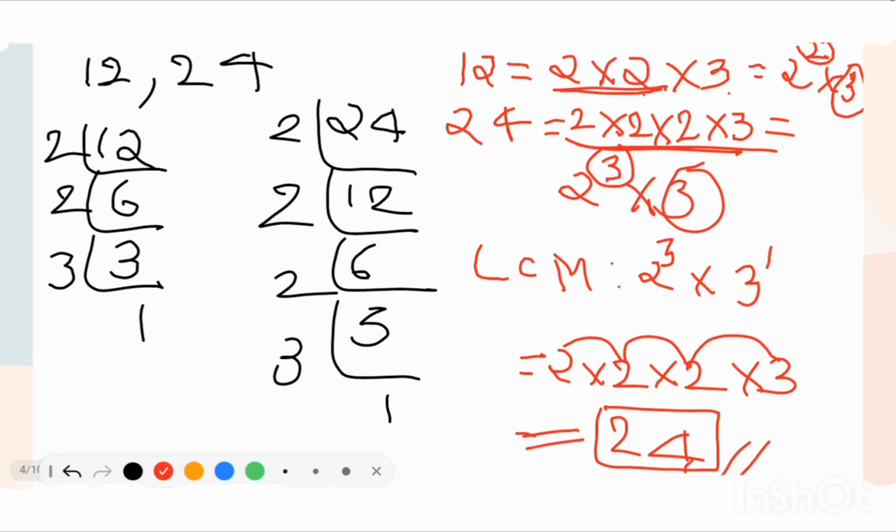Okay, so least common multiple. What is a common multiple between 12 and 24, they are asking. That means the number which will be a multiple of 12 as well as 24, and one more condition: it will be the smallest one, least. That means there is no other common multiple smaller than 24. So 24 will be the least common multiple. Least means the smallest. I hope you got my point.